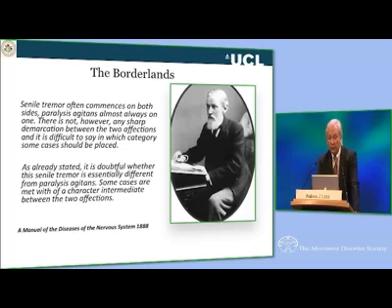Senile tremor often commences on both sides. Paralysis agitans almost always on one. There is not, however, any sharp demarcation between the two affections, and it is difficult to say in which category some cases should be placed. As already stated, it is doubtful whether the senile tremor is essentially different from paralysis agitans. Some cases are met with of a character intermediate between the two affections. That's what I think we've got here.